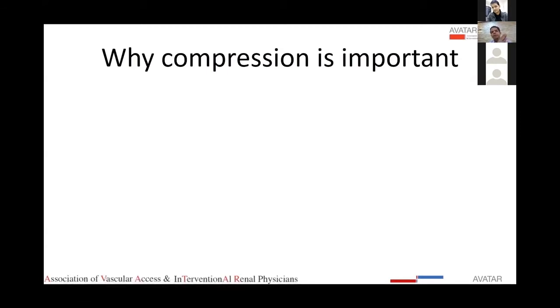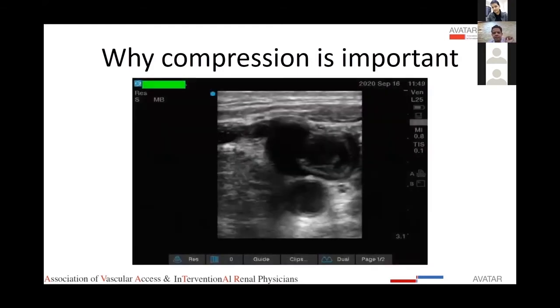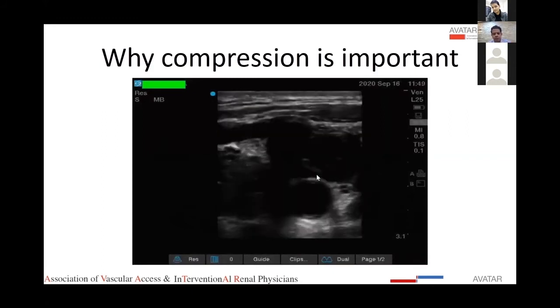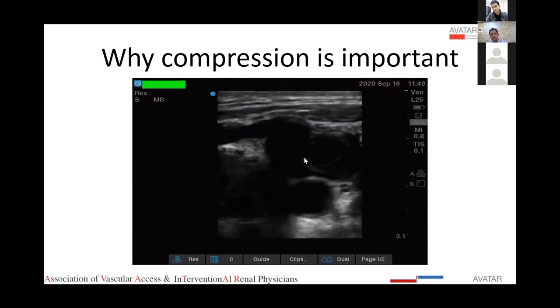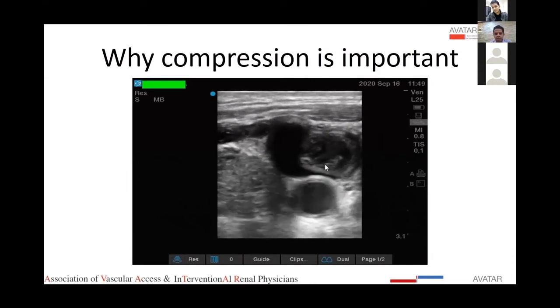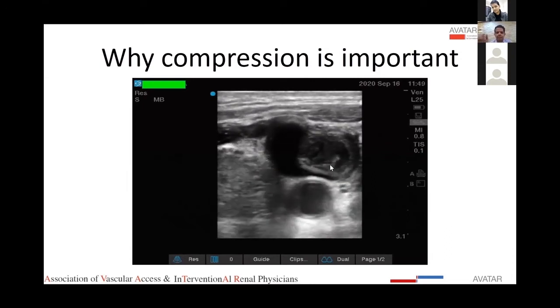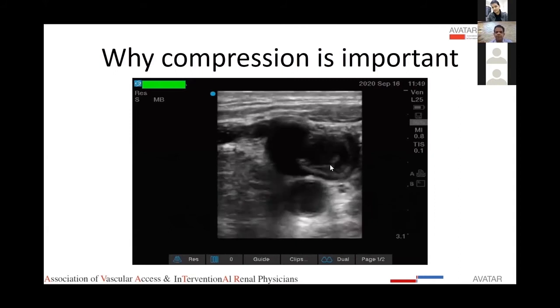Why is compression important? Sometimes there can be some gain settings on the ultrasound machine which can hinder the visualization of the clot if it is present. Like we see in this case, when the gain is very low, the clot is not well made out at all. Only once the gain is increased is the clot made out. So to adjust for a situation where the gain adjustments are not correct, compression will help. If the vein is non-compressible, then it will alert us to the presence of a clot.